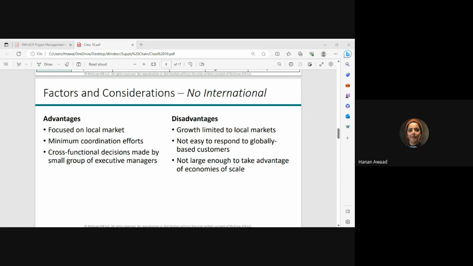Some of the advantages: it's a focused expertise. If I'm working with this ethnic food all my life, I know the ins and outs of producing this product. I have a deep understanding of the customer preferences. I know my customers. I know the culture. I know the regulations around this product.